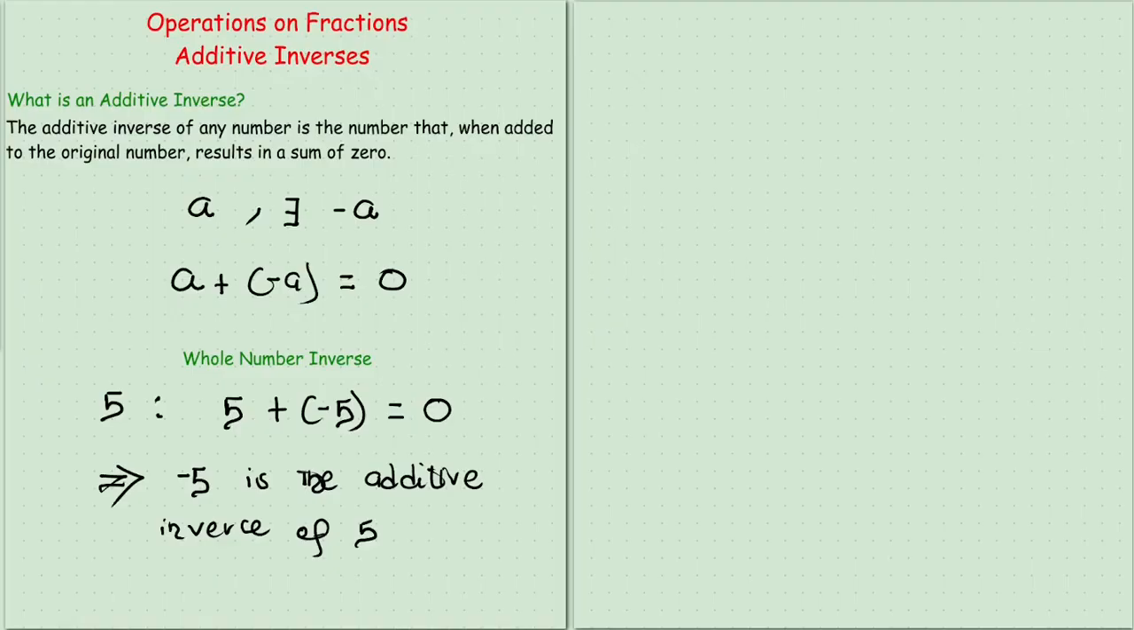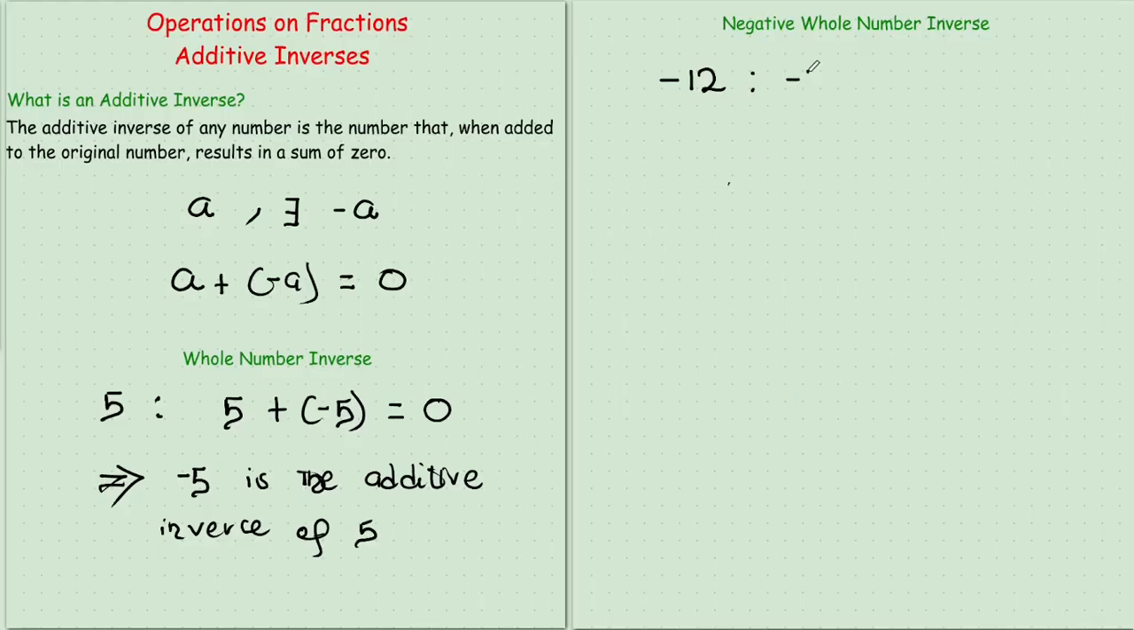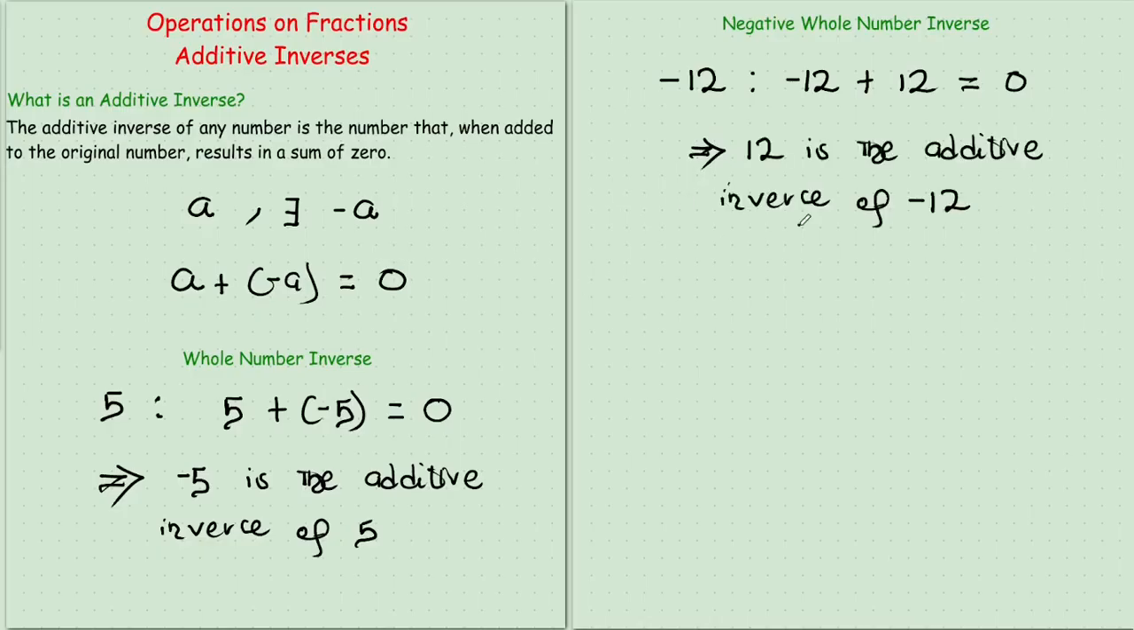What of negative numbers as well? Talking of negative whole numbers, it is not different from the positive whole numbers. If we take a negative whole number like negative 12, is there any number that when we add to negative 12 gives us 0? Yes. If we take negative 12 and add it to 12 itself, we are going to get 0. So we can also say it implies that 12 is the additive inverse of negative 12. You see how it is?